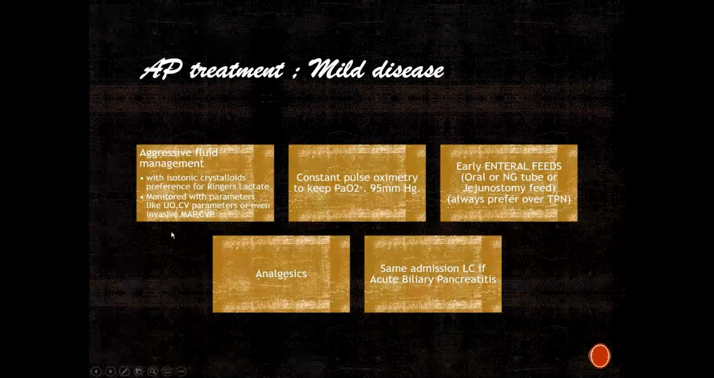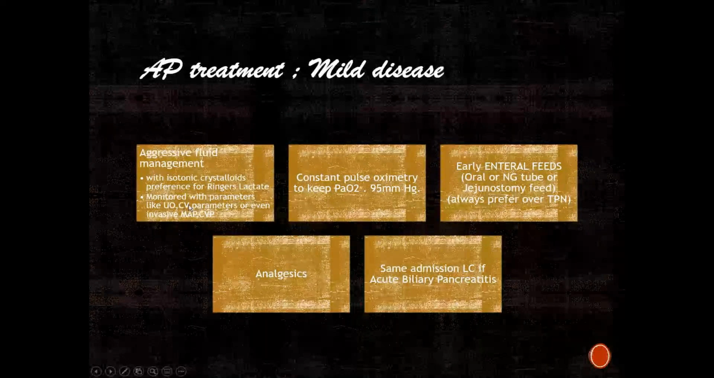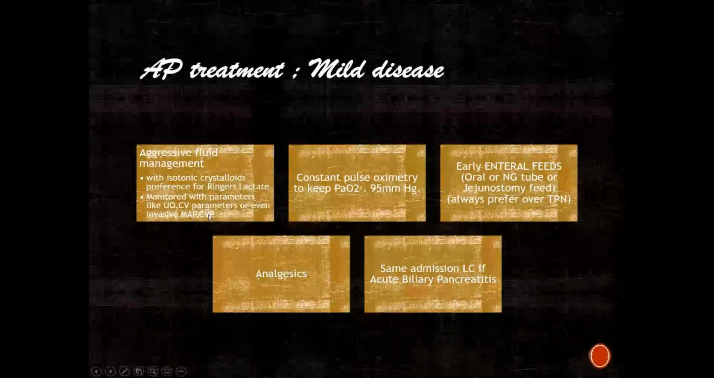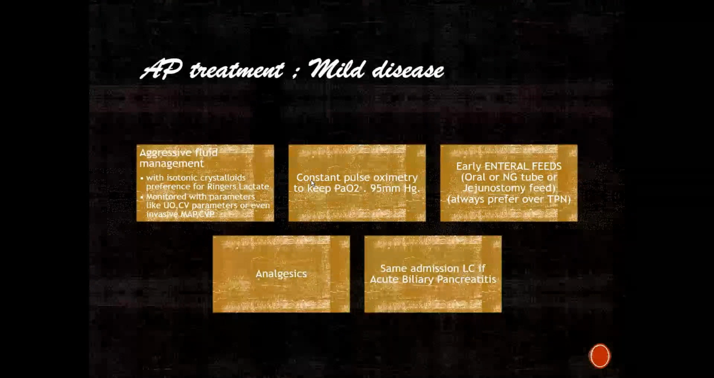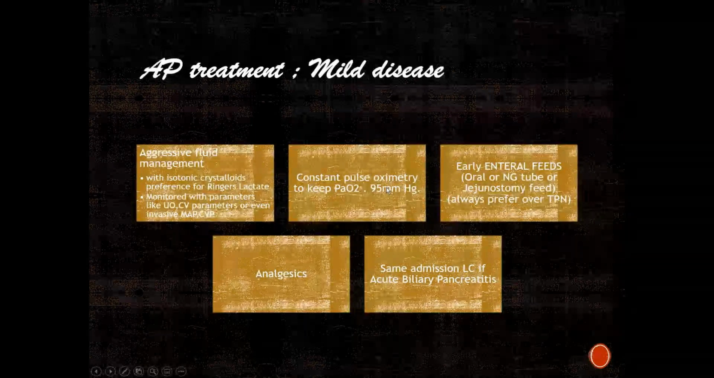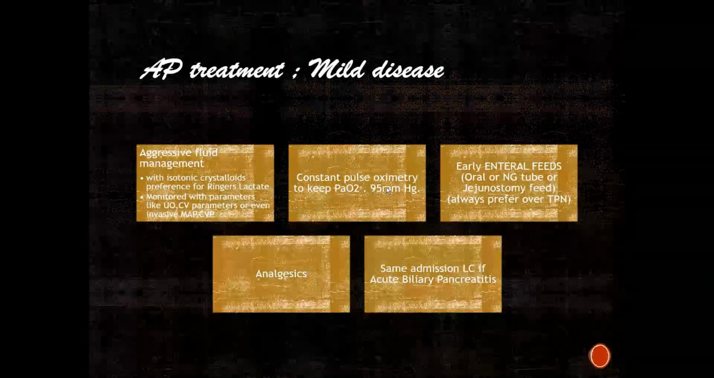Or you can also have cardiovascular parameters in the routine, that is the heart rate and the blood pressure. But here you can have a CVP. So either invasive or non-invasive monitoring of fluid therapy. A constant pulse oximetry is very, very important because most of these patients would have a very early alteration in their pulmonary capacity. So keep the oxygen at 95 millimeters of mercury or above. If not, then give this patient supplemental oxygen.